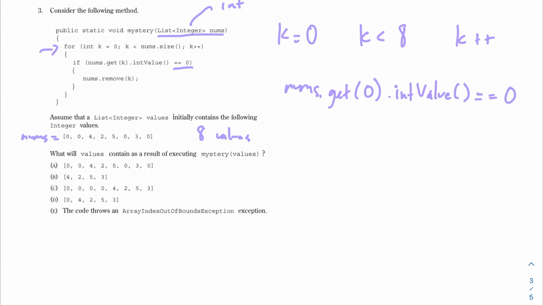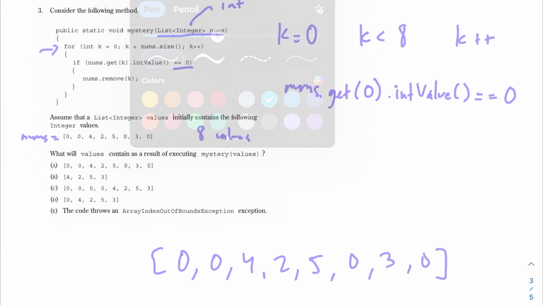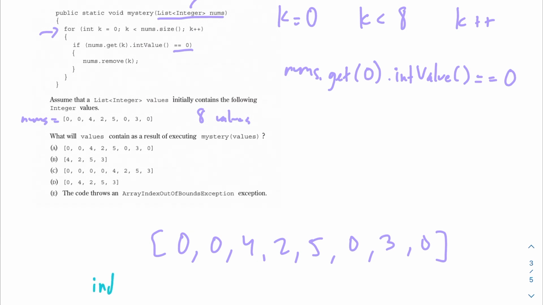So for our list, here's our list. Let me add our indices. Index 0, 1, 2, 3, 4, 5, 6, 7. So basically we're comparing whether this value is equal to 0, and it does. So what we're going to do is remove it from our list.